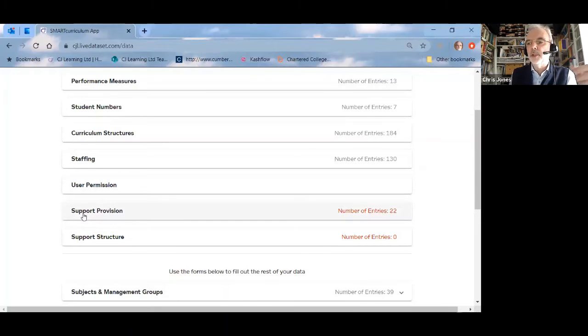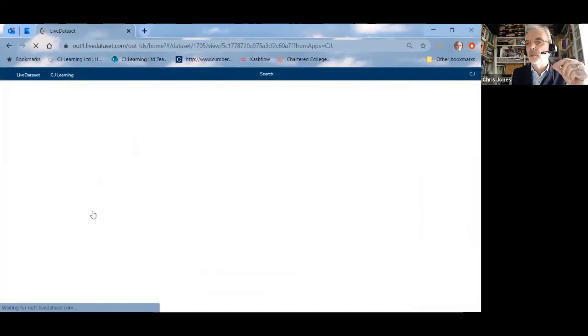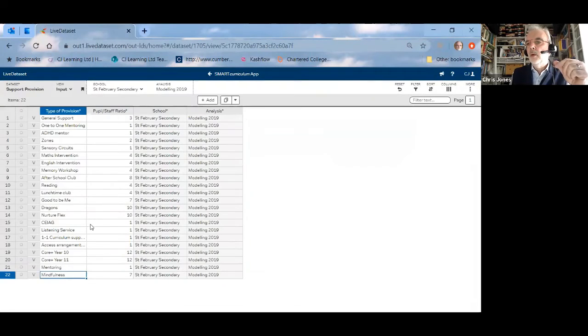The support provision, now we know on that chart that you've just looked at that there was nothing there. So there's no provision being described. So if I go into the support provision, what we have here is a list of subjects. Now I've borrowed these from a number of schools that we've been working from. There's a TA or an HLTA offering general support. Now the one difference between the support and the general teaching in the class is the contact ratio is different.